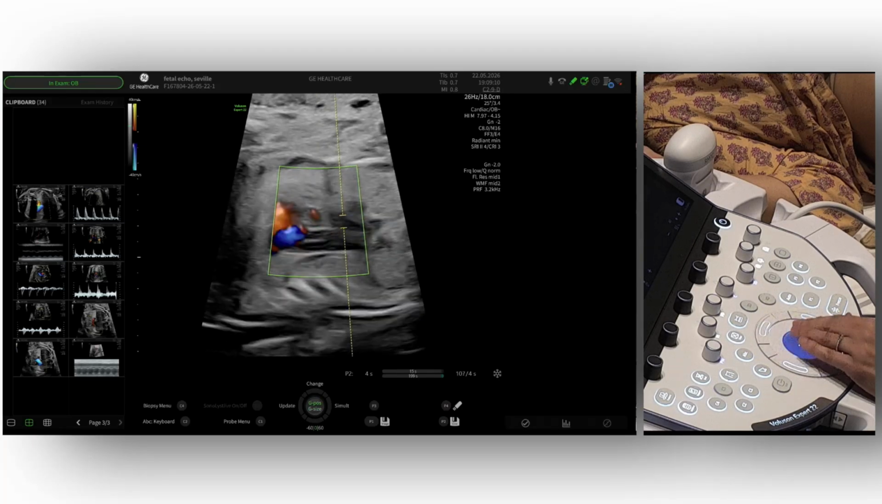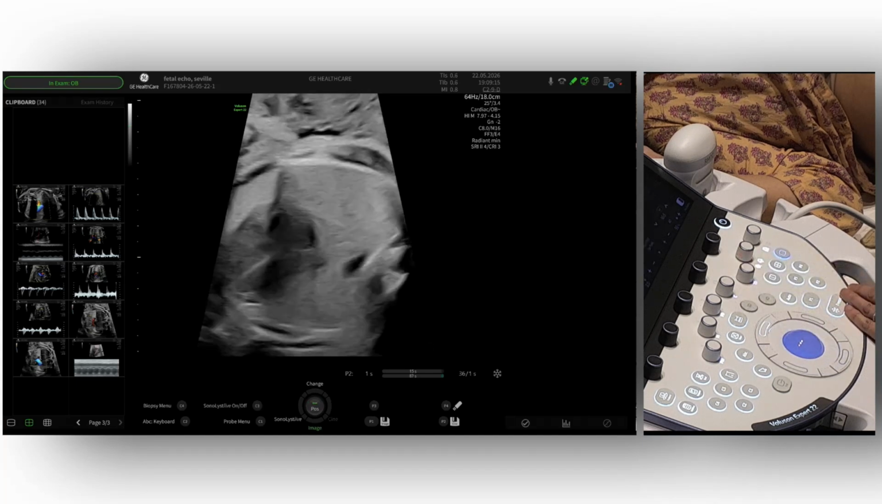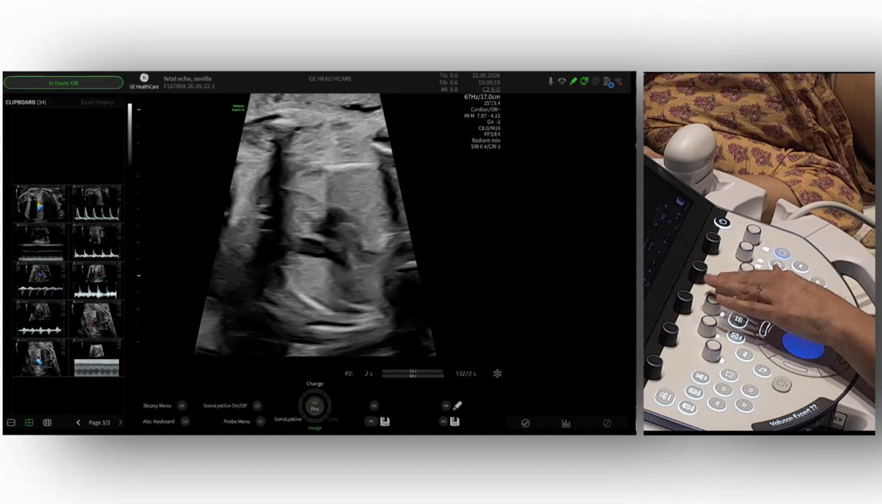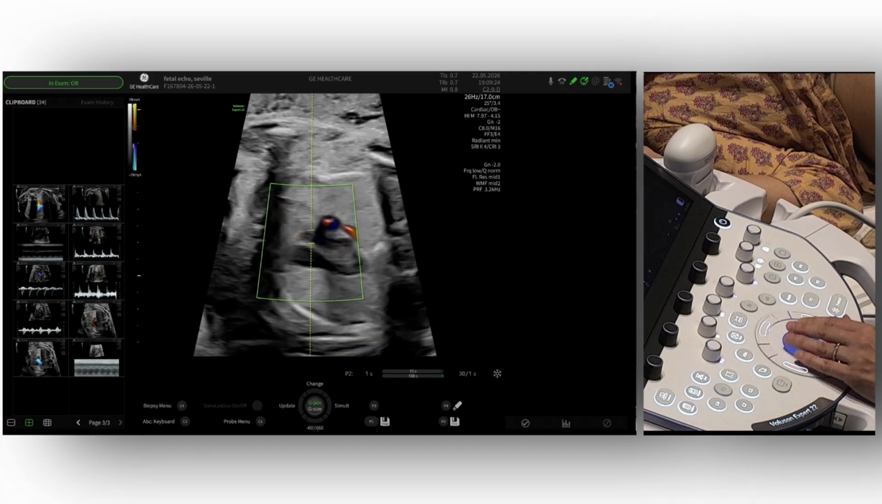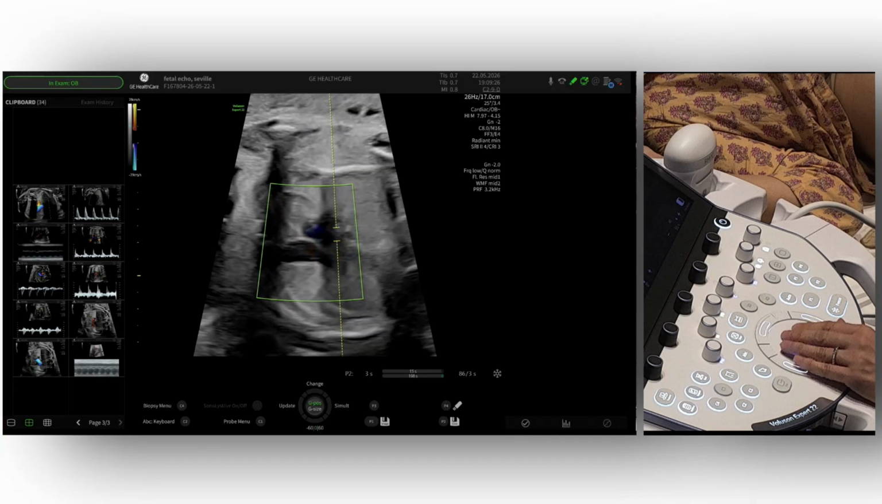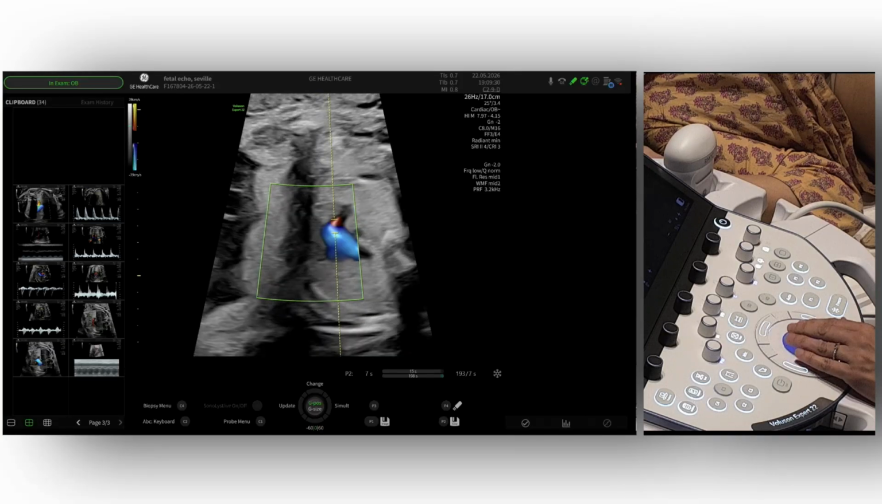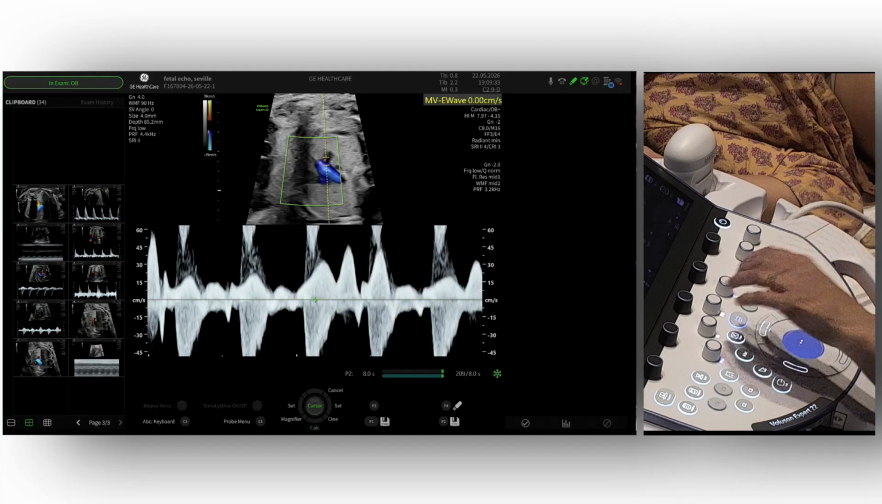I will open the gate sample a little bit, but this baby is moving a lot. Okay, let's start again. Okay. If it keeps still a bit. So I need to go from the 3-vessel and trachea view a little bit up, but it's moving a lot.